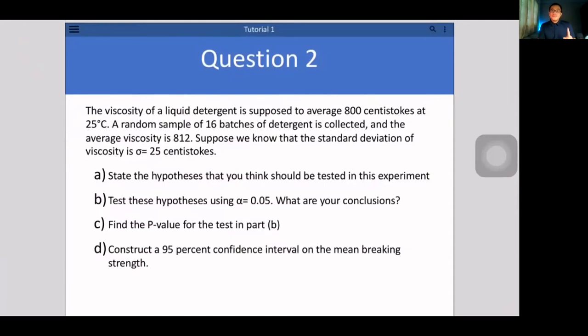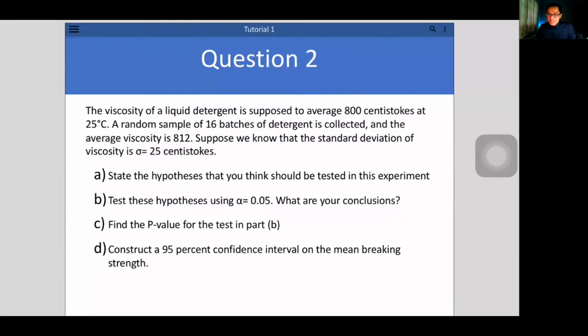Next, suppose we know that the standard deviation is 25 centistokes and do the following. So again, this is a z-test because the standard deviation is given, 25. Yes, Chengli, this should be a z-test. In this question, parts A, B, C, D are guided. This is just for tutorial purposes. In your test and assignment, it won't be like this. I will discuss it more when the time comes. The first one is, what is the hypothesis? B, if we use 0.05, what are your conclusions? C, the critical value is asked, because this is a tutorial again, and D is the 95% confidence interval.